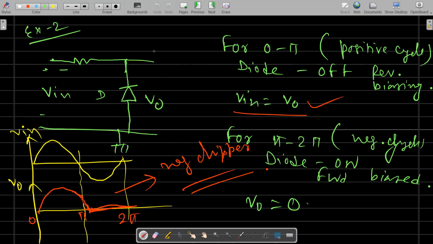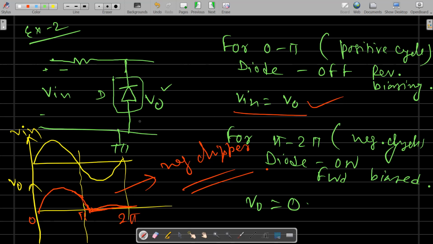Now coming to the next example. Here we just change the polarity of the diode, so the things will be just opposite. The diode will be on for the negative cycle, and the diode will be off for the positive cycle. For the positive cycle, the diode will be reverse biased, and hence it can be considered as open circuit. So V in will be equal to V naught. If this diode is open, the output will be exactly equal to V in.